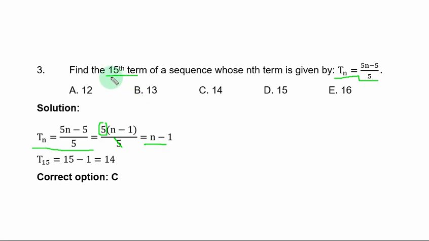So at the 15th term, it means n is equal to 15. You come here and replace n with 15. You have 15 minus 1, that is 14. C is the correct option.